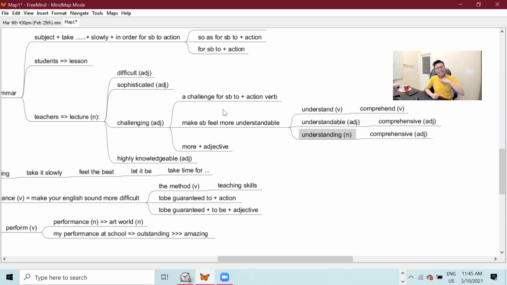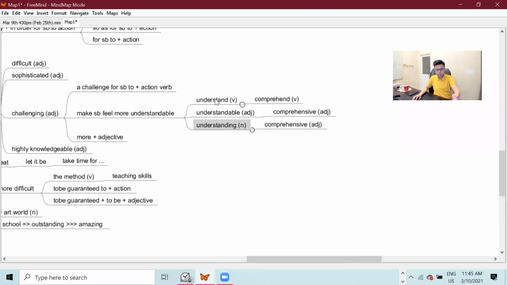For example, I can completely understand whatever the teacher teaches at school. Or you can say, today the lesson is so understandable. Or you can say that my understanding about this lesson is correct. Okay, your understanding about this lesson is not correct. You need to learn. You need to ask the teachers again.